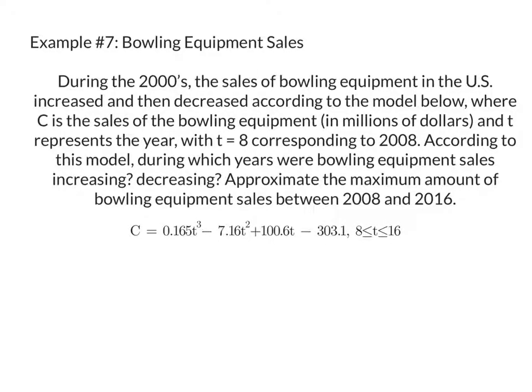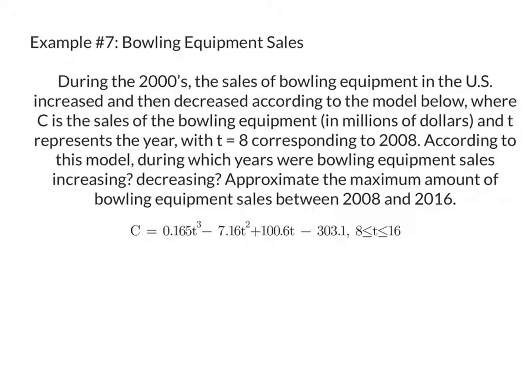All right, so as an example, during the 2000s, the sales of bowling equipment in the U.S. increased and then decreased according to the model below, where C is the sales of the bowling equipment in millions of dollars and T represents the year, with T equaling 8 corresponding to 2008. According to this model, during which years were bowling equipment sales increasing, and obviously where were they decreasing, and then approximate the maximum amount of bowling equipment sales between 2008 and 2016.